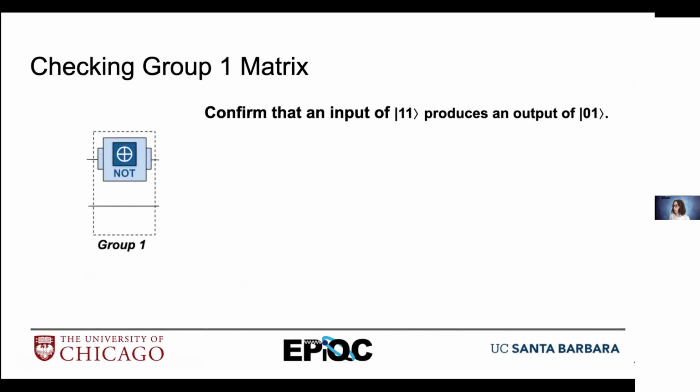So let's check the group 1 matrix. We see that we have a NOT operation on the top qubit and an identity operation on the bottom qubit. We want to confirm that an input of 1, 1 produces our intended output of 0, 1. If we have 1, 1 that passes through, our top qubit should become a 0, and that's what we expect when we have a NOT operation on that top qubit. So we have a 1, 1, we expect a 0, 1.